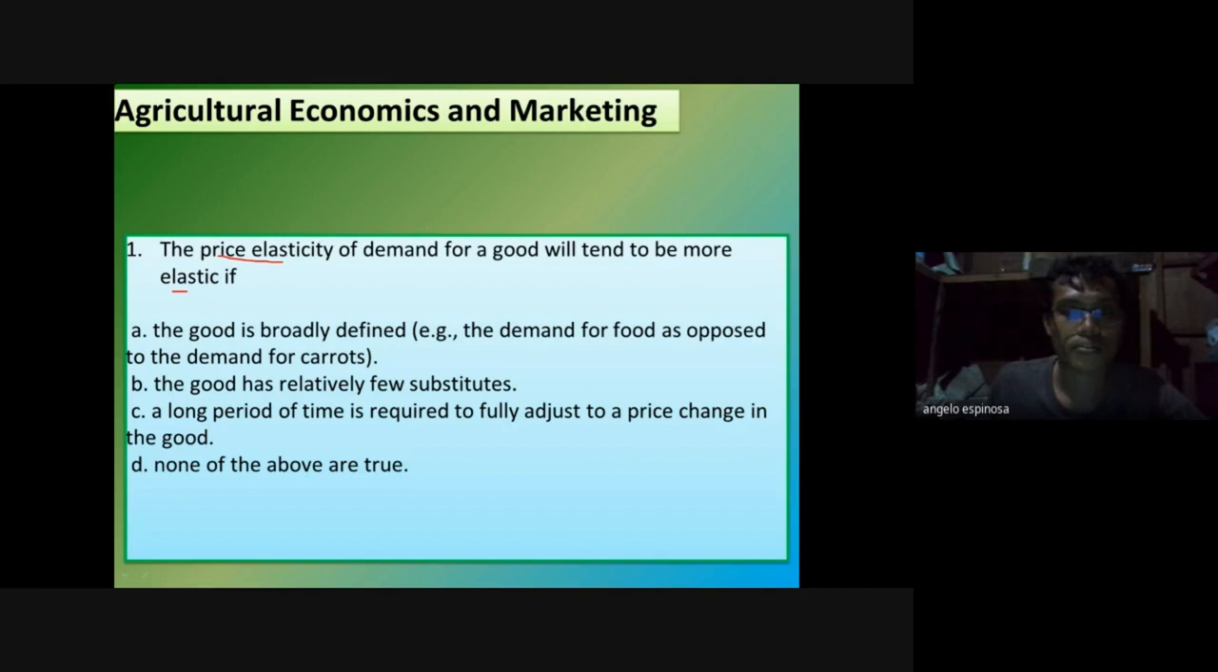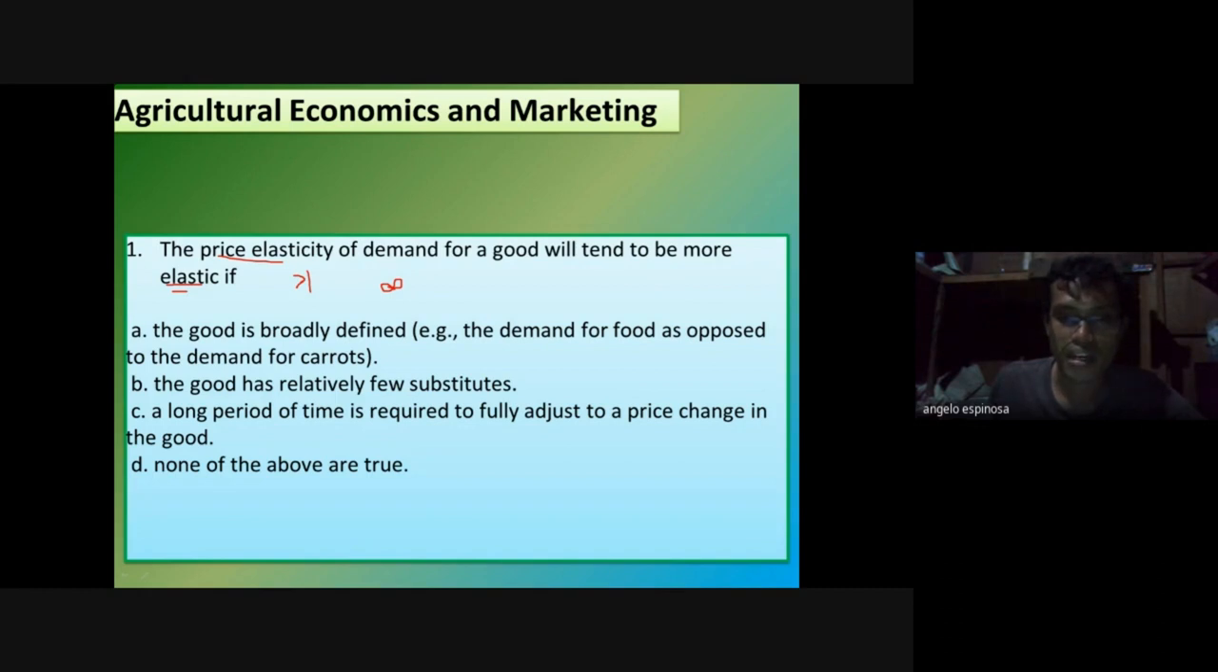Letter A. Pag sinabi mong elastic, that is greater than one. Pag sinabi mong perfectly, that is infinite, right? So we have here, the good is broadly defined, like the demand for food as opposed to the demand for carrots. Letter B, the good has relatively few substitutes. Letter C, a long period of time is required to fully adjust to a price change in the good. Letter D, none of them are true.